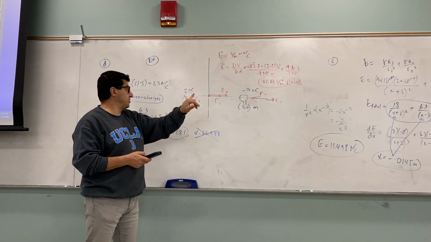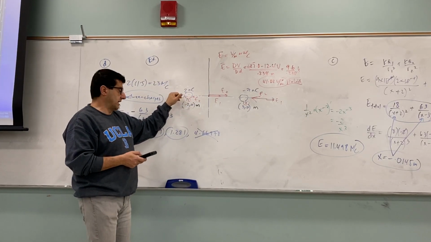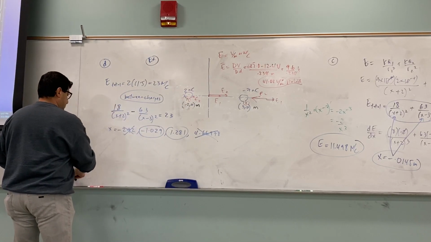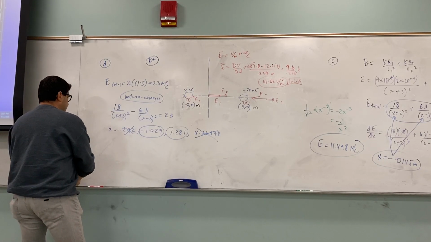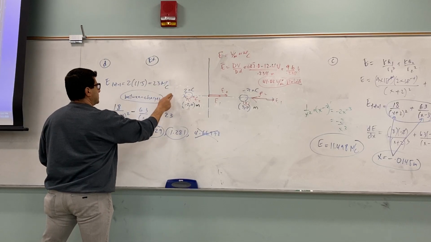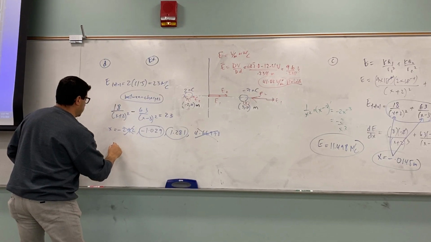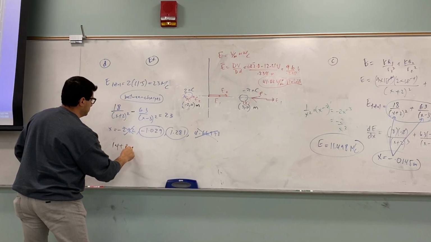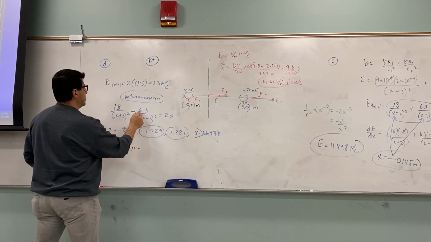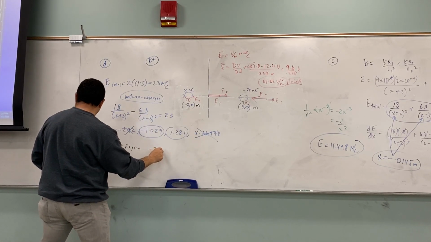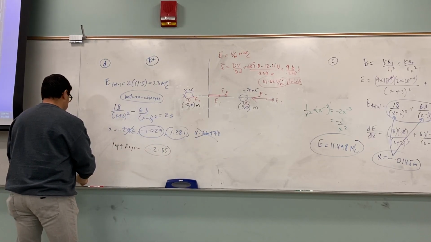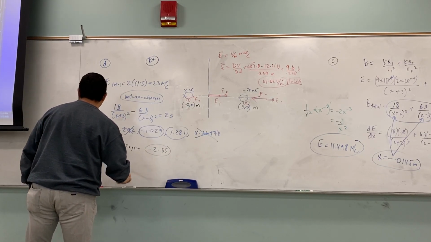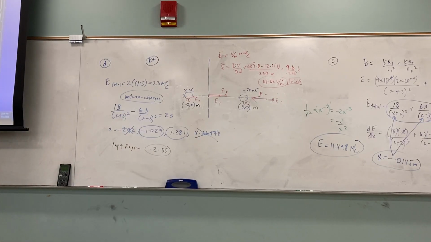That one. So it's this one, right? That's the one that I want. So now that's E, in the left region. So in the left region, it's going to be negative 2.85. The other one I'm not accepting. Let's see if that works.